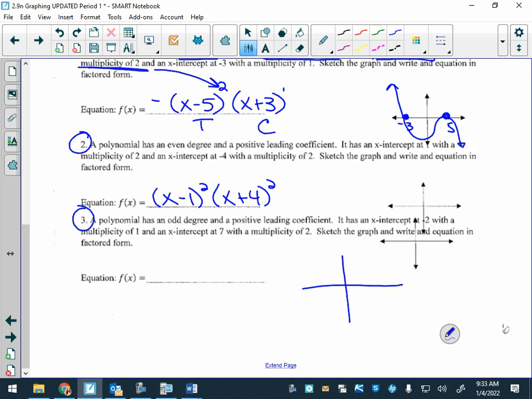Perfect. And this is an even degree because if we look at the exponents, okay, we have a degree of 4 and a positive leading coefficient. So at -4 and 1, at both -4 and 1, what's happening? Catherine? They touch. Good. Touch, touch, and it's a positive. So both arrows will be pointing up. So a rough sketch will look like that.